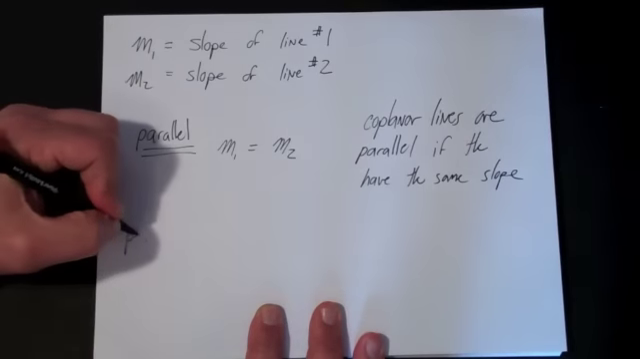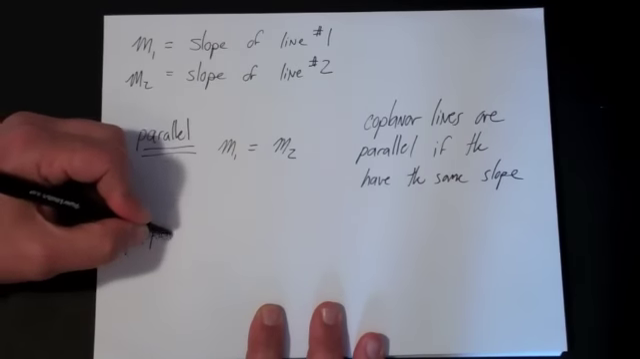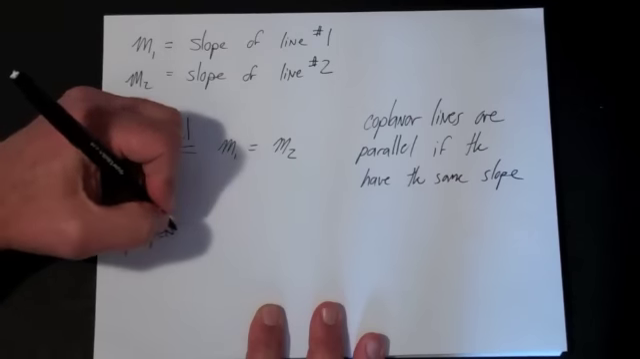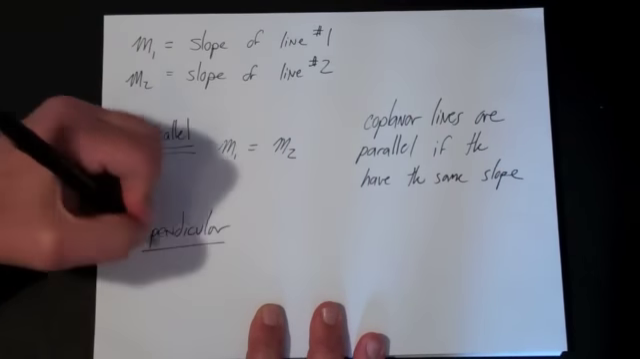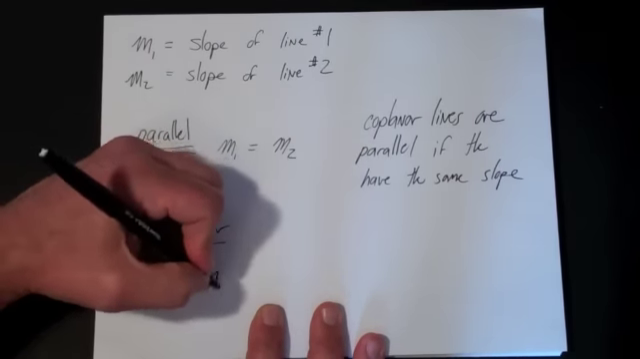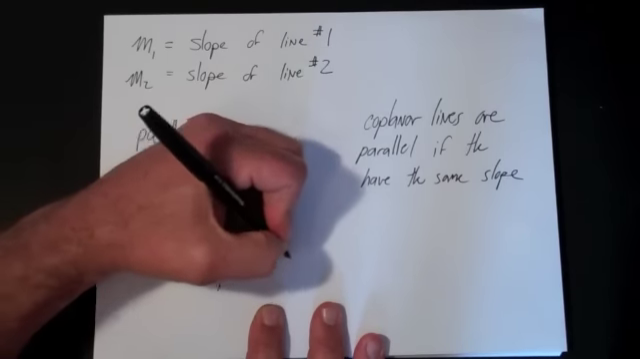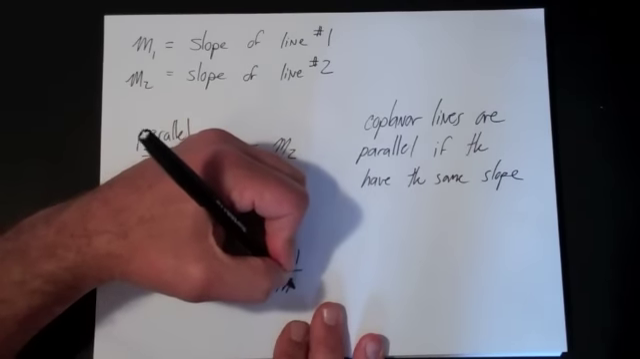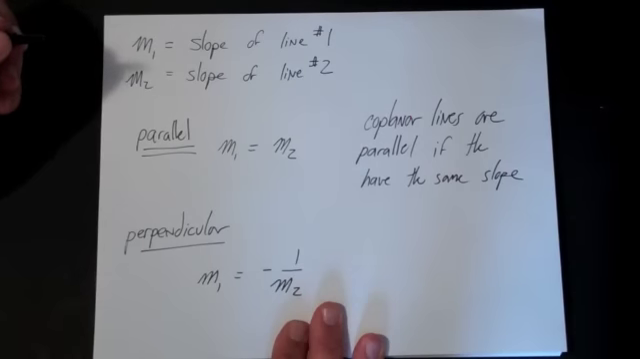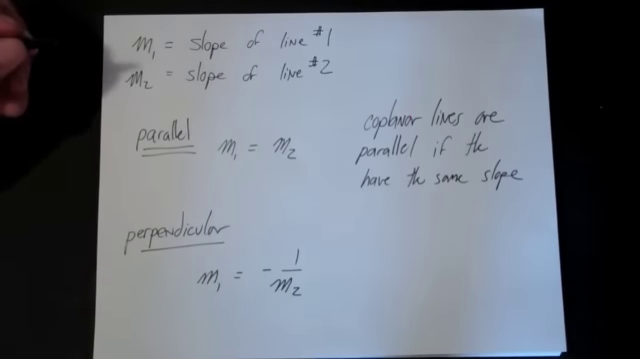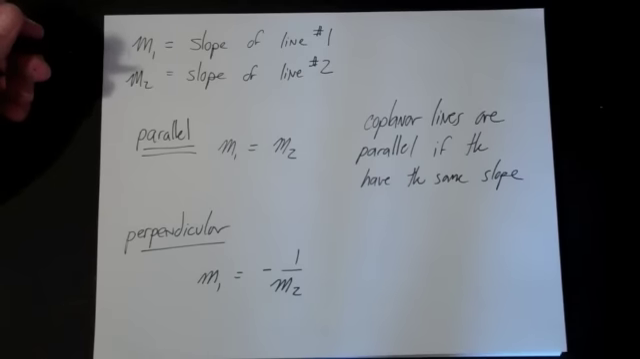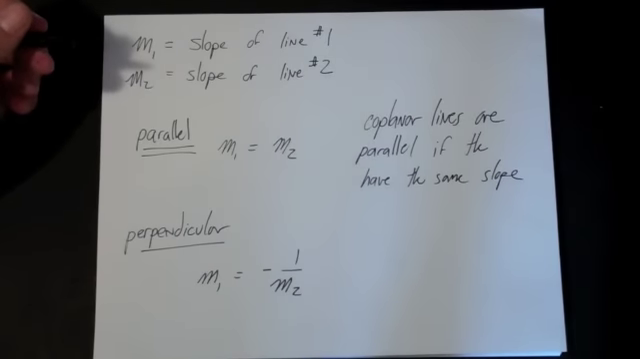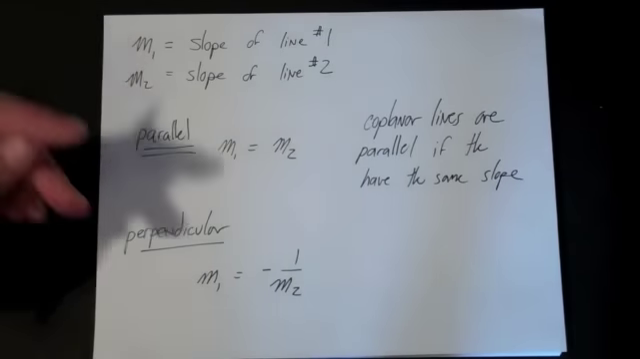And they're perpendicular if M1 is equal to minus 1 over M2. In other words, it's the negative, if one slope is the negative reciprocal of the other. That's actually easier to see than to say.